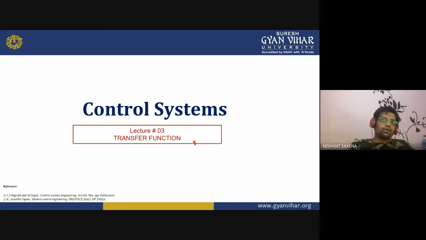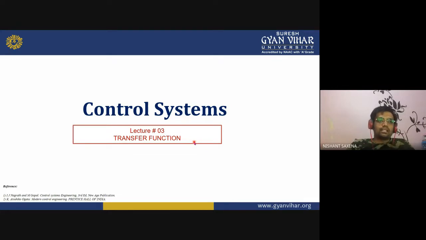Today's lecture is all about the transfer functions. What are the transfer functions? How to create the transfer functions, and also we will look at the block diagram reduction technique for finding the transfer functions.